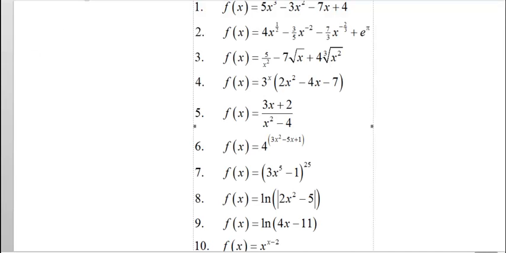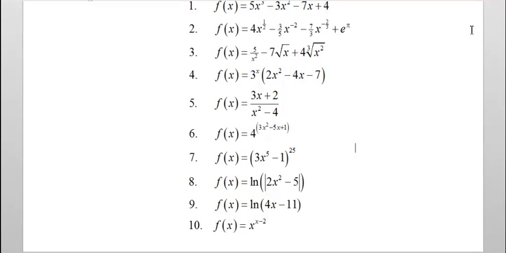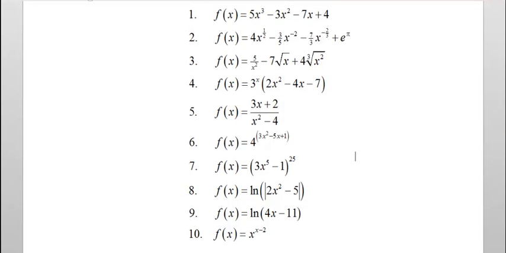Take this, and for each of these, what I'd like you to do is find the first derivative, the formula for the first derivative. And while you're at it, go ahead and use your scientific graphing calculator to check your answer. We've already seen how to do that.